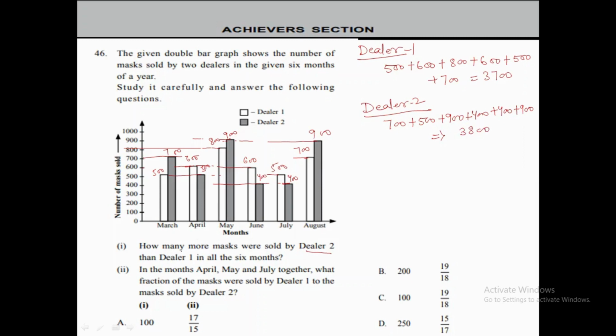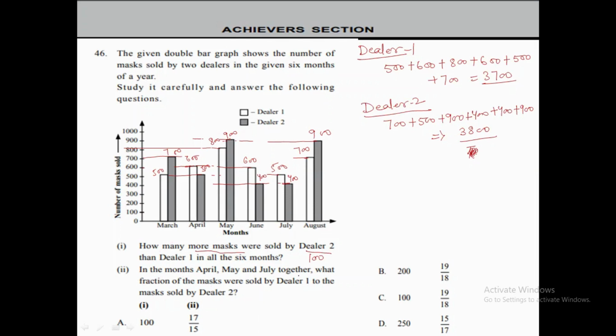Okay, now we need to find out how many more masks were sold by dealer 2 than dealer 1. So dealer 2 sold 3800 and dealer 1 sold 3700. So what is the difference between these two? That is 100 only. Sorry, not rupees, the number is 100 only. Okay, so the first answer is 100. Okay, let's go to the second option.